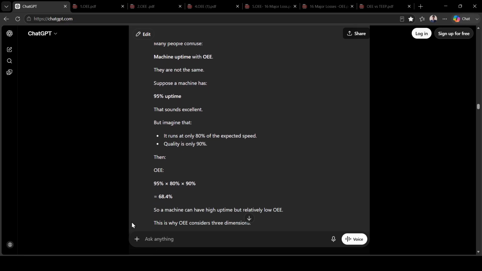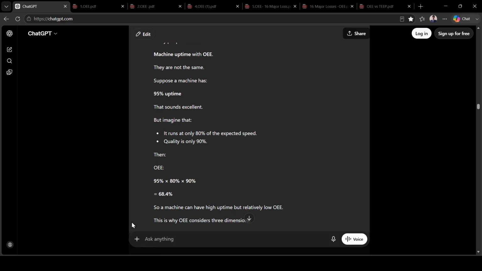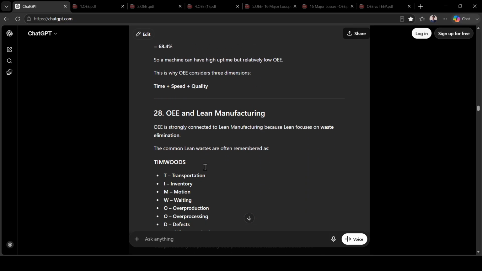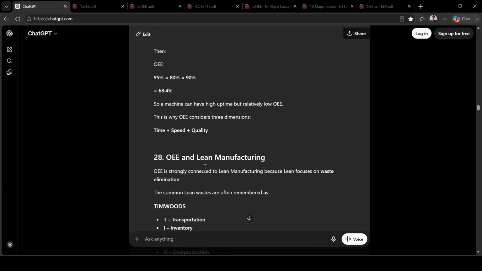Then OE equals 95% times 80% times 90%, so 68.4 percent. So a machine can have high uptime but relatively low OE. This is why we consider three dimensions: time plus speed plus quality.